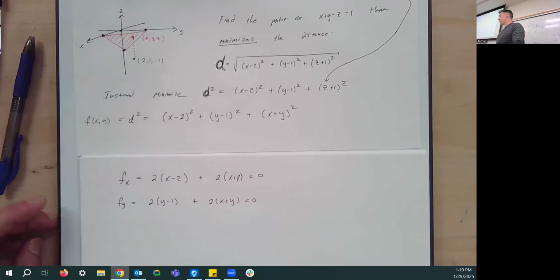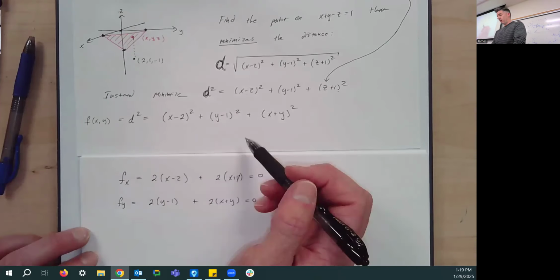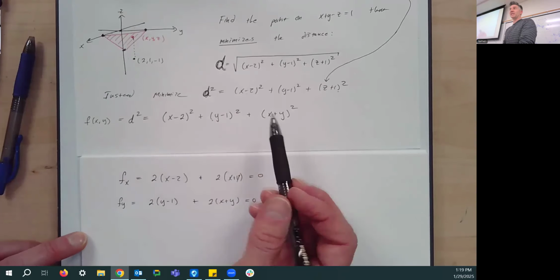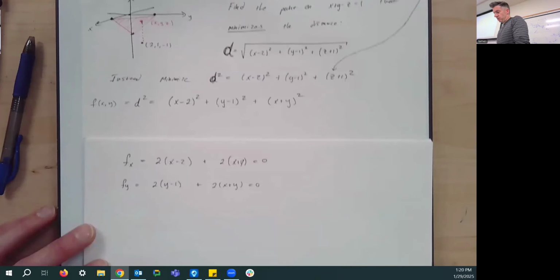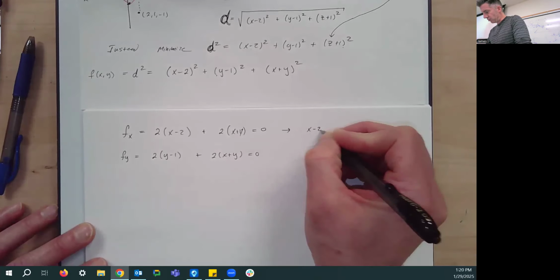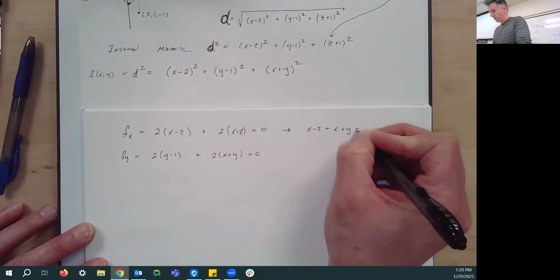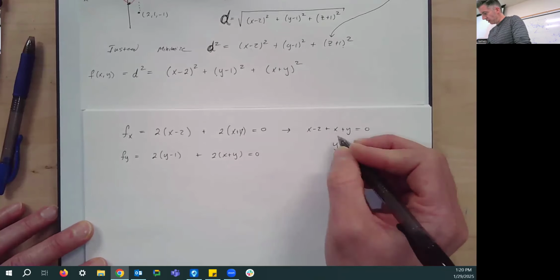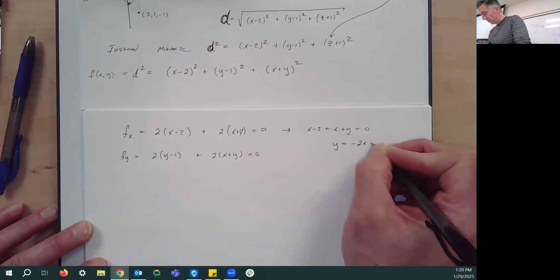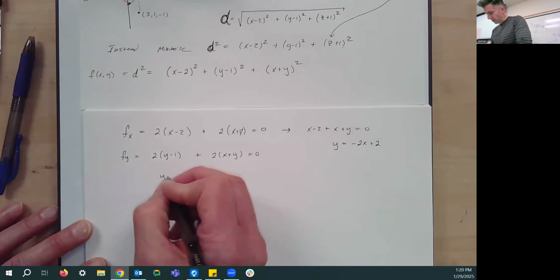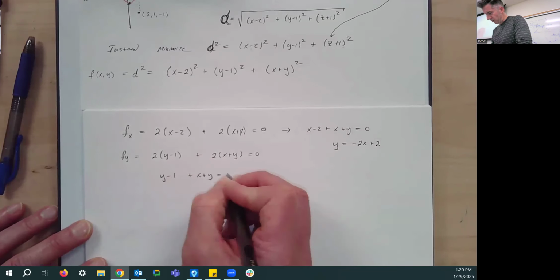I will point out here, it's not really worth your while to multiply these out first. There's no good reason to multiply X minus 2 squared as X squared minus 4X plus 4 or that. It's easier to take the derivative as is. So I would probably divide both sides by 2 just to get rid of those 2's. So this is X minus 2 plus X plus Y equal to 0. Let's isolate a Y here and get Y on the left equals negative 2X plus 2 on the right. Similarly here, we have Y minus 1 plus X plus Y equals 0.